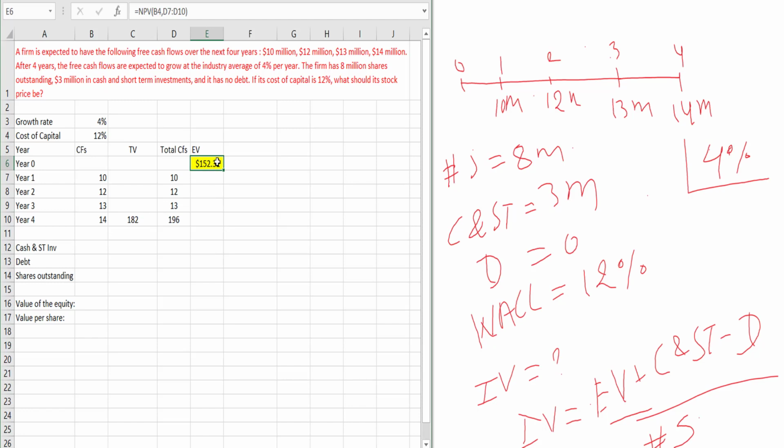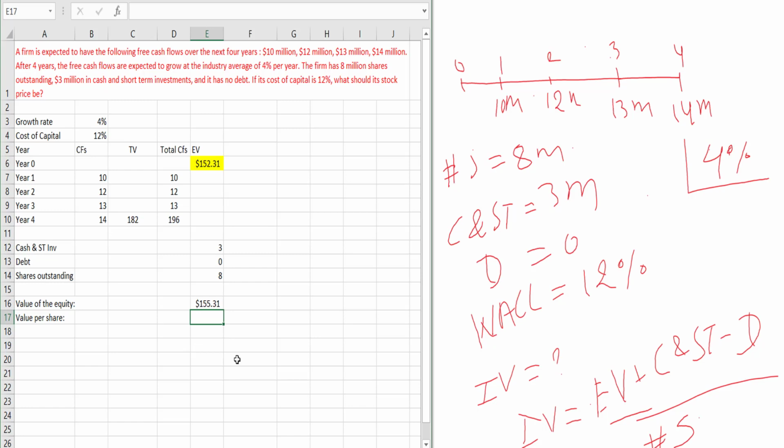And once you compute the enterprise value, now let's look at how much is cash and short-term investment, which is 3 million, right? Debt, there is no debt, that's why I put 0 here. And number of shares outstanding is 8 million, right? So once you have all this information, you can compute the value of equity, and that is the enterprise value plus the cash and short-term investment minus the debt. That gives us the value of the equity.